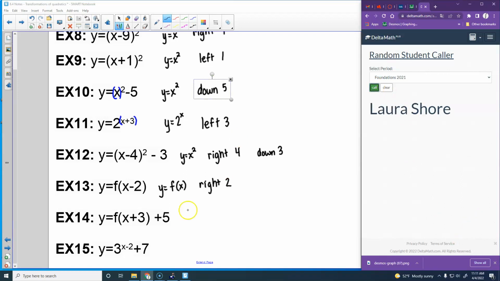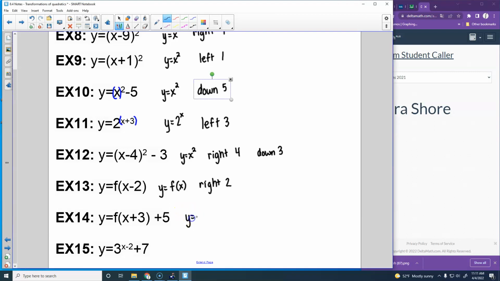Laura, what is my equation that I'm starting with here? So just the parent function is just going to be f of x. All right, so we don't really know what f of x is. It's a mystery function. But the plus 3 and the plus 5 are going to have transformations for us. They're going to shift this in one way or the other. So what would that plus 3 do to the graph, Laura? Very good. We'll go left 3. And then what's the plus 5 do? Up 5. Very good.